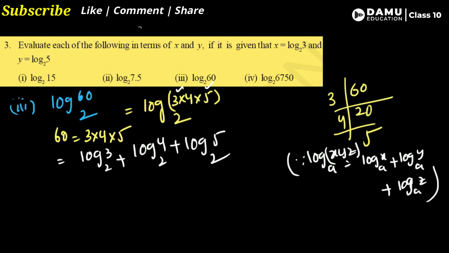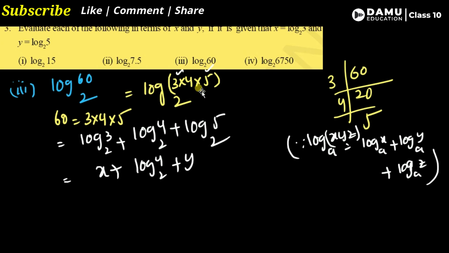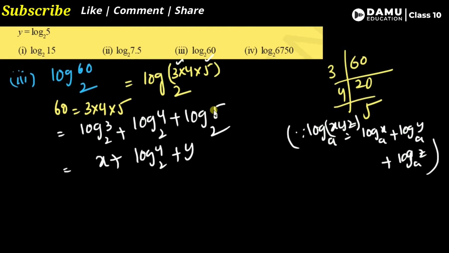In order to get like this. So based on this, this one will be x plus log 4 base 2 plus y. So we have written it like this. Then move on to log 4, you can write it in the format of 2 square. So what is the formula of this? x log a base a, you can write it in the format of log a power x base a. So this is the formula.